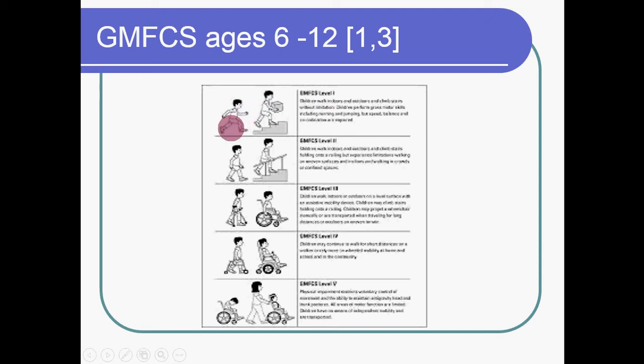In level 1, the child is running and is able to walk up and down stairs without support and even carrying an object. In level 2, the child is walking without support but needs to use support when encountering stairs. In level 3, the child can walk using crutches or propel a manual wheelchair. In level 4, the child can walk with a walker or propel using a power chair. And in level 5, the child is dependent.